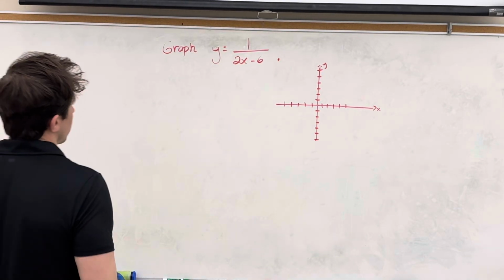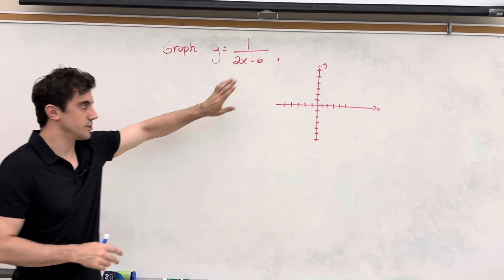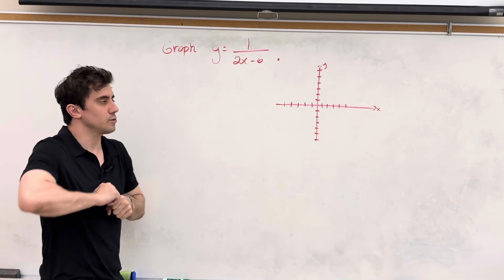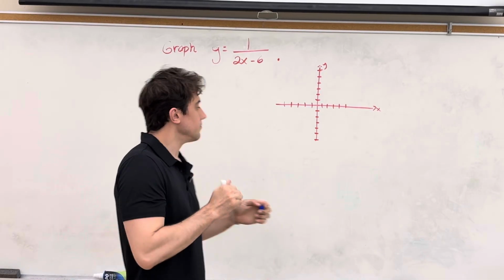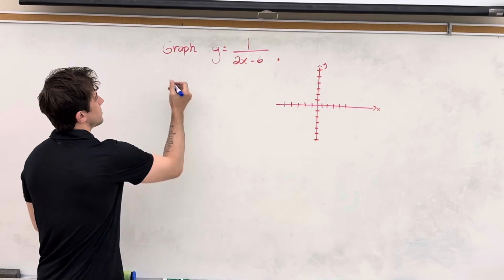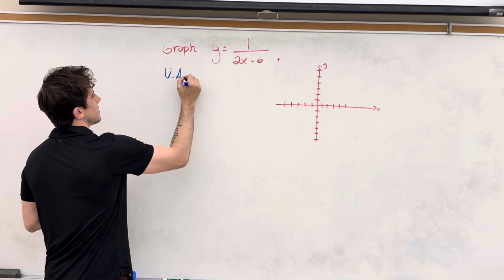Good afternoon, everyone. Today we're going to graph a reciprocal linear function. So we're going to graph y is equal to 1 over 2x minus 6. First things first, I advise my students to find their vertical asymptotes.